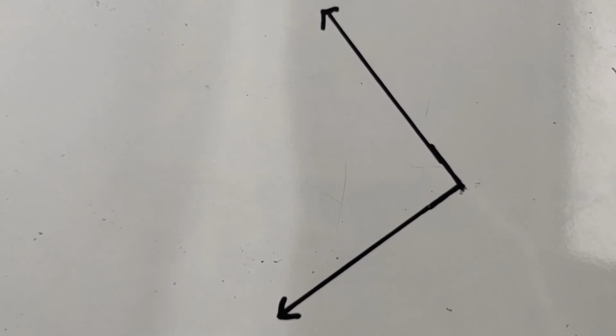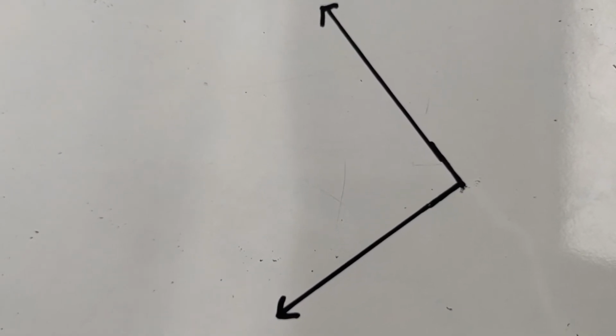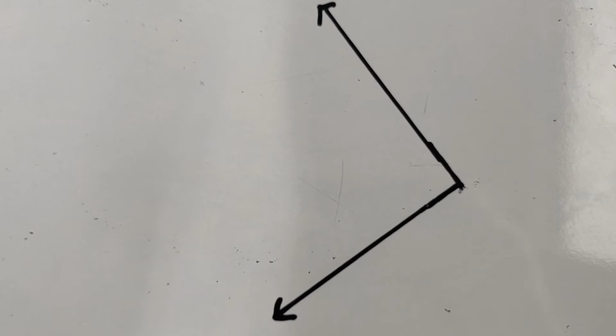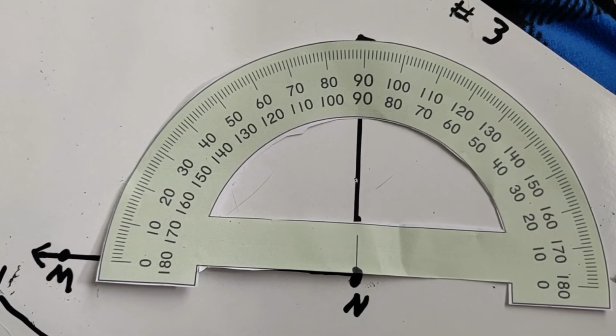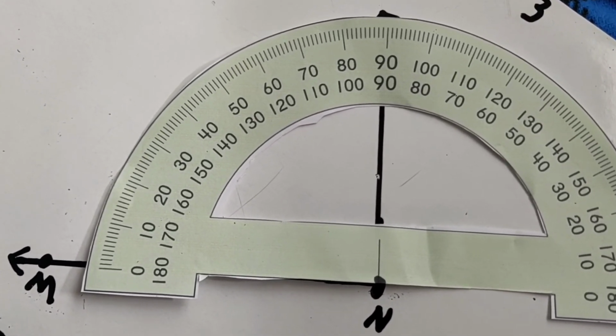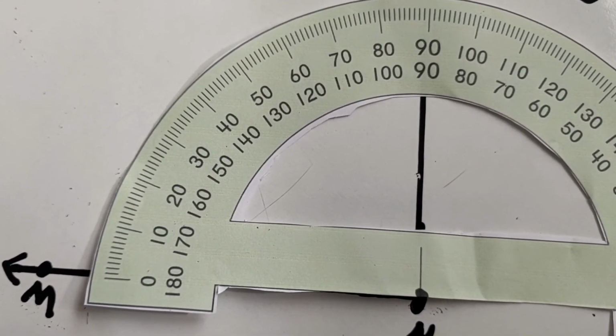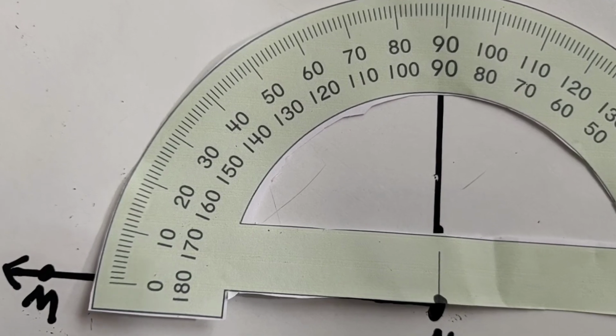Okay, welcome back. I'm going to go ahead and place the protractor on it so you can figure this out yourself. Okay, so notice I put the bottom of the protractor on ray NM. We want to measure from ray NM to, it's actually ray NO. You can't see the O.